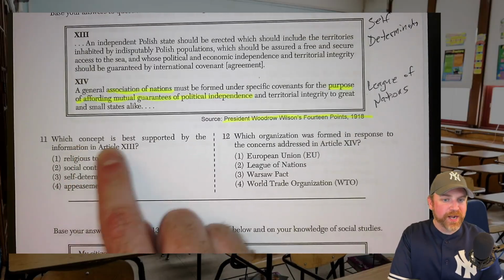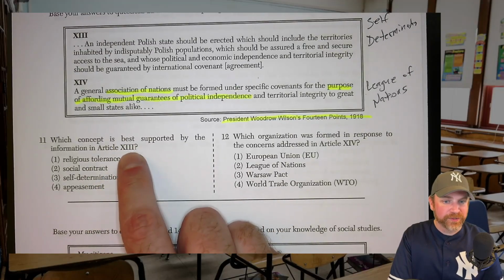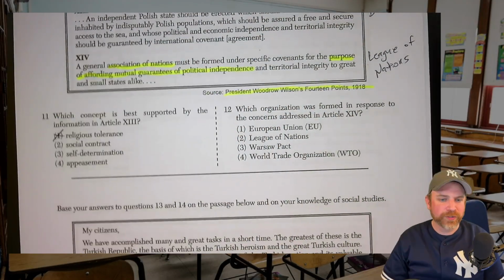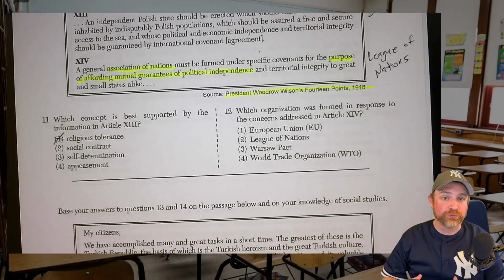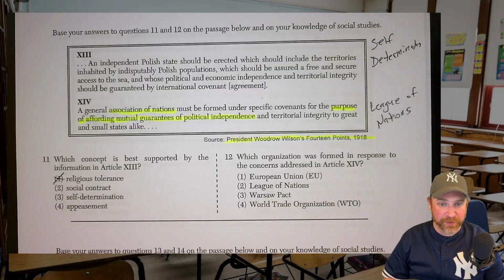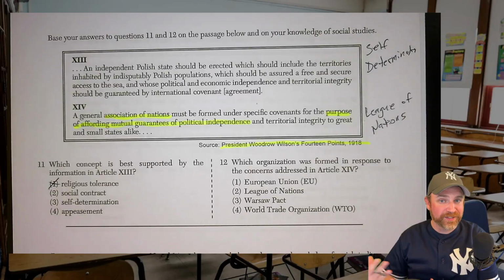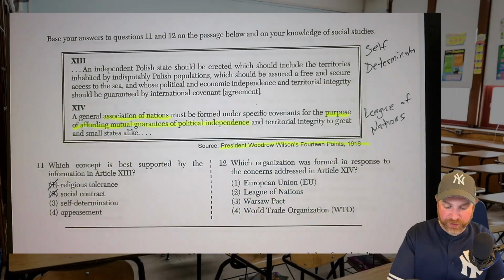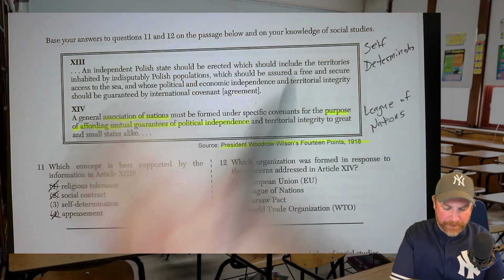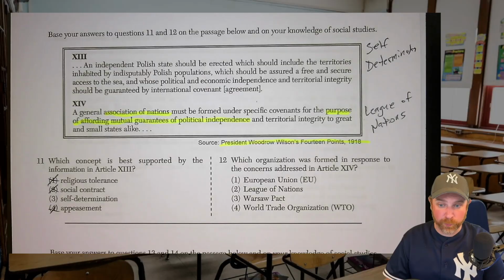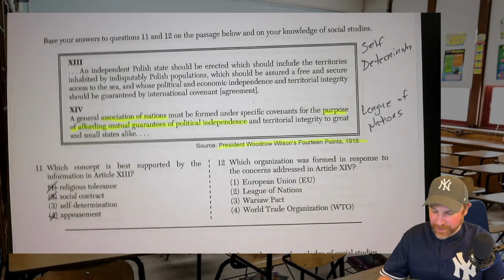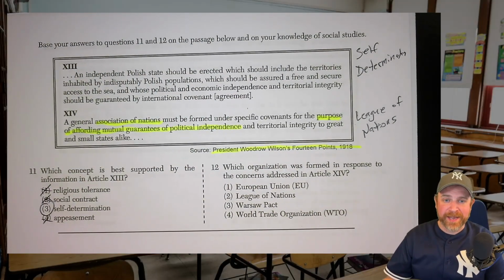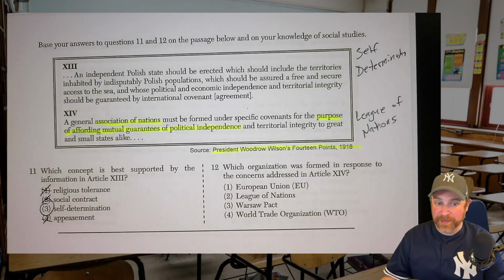So, number 11 here. Which concept is best supported by the information in Article 13? XIII is 13, Roman numerals, right? It's not religious tolerance. There's nothing here about religion. Social contract is an Enlightenment idea supported by people like Rousseau, which basically means that the people come together to create a government that both protects and restricts certain freedoms for the greater good of society. Okay, that's a great idea, but it's not discussed in the source here. Appeasement is not the answer. Right, because appeasement is when Britain and France gave in to Hitler prior to World War II, right? So that's after 1918. So self-determination is the answer, right? Giving ethnic groups, giving nations their own country in an attempt to make everybody happy and prevent conflict in the future.